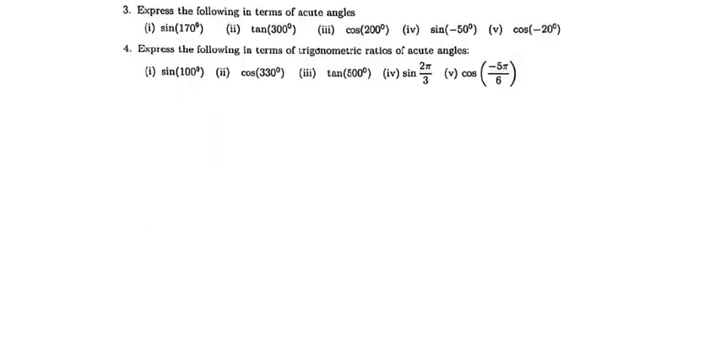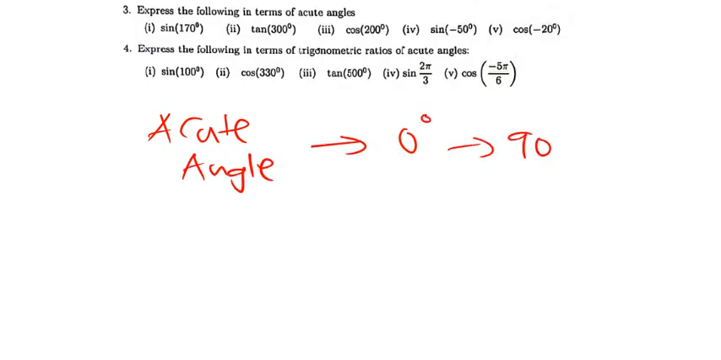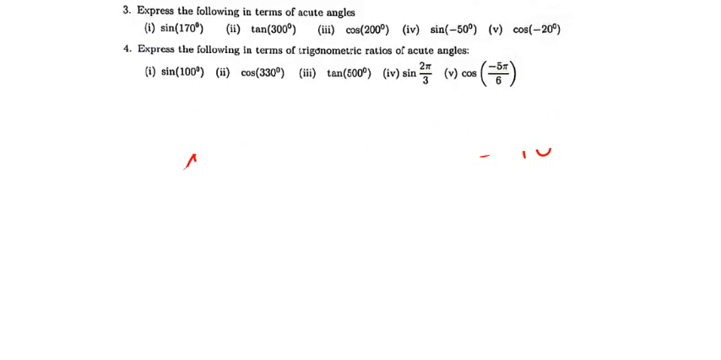Now, question 3 is asking us to express the given angles in terms of acute angles. So we have to understand that an acute angle, from what I know so far, is an angle between 0 and 90, in other words the first quadrant to be specific. So whenever they're asking you for that, all they're trying to do is ask you to find the angles in the first quadrant.